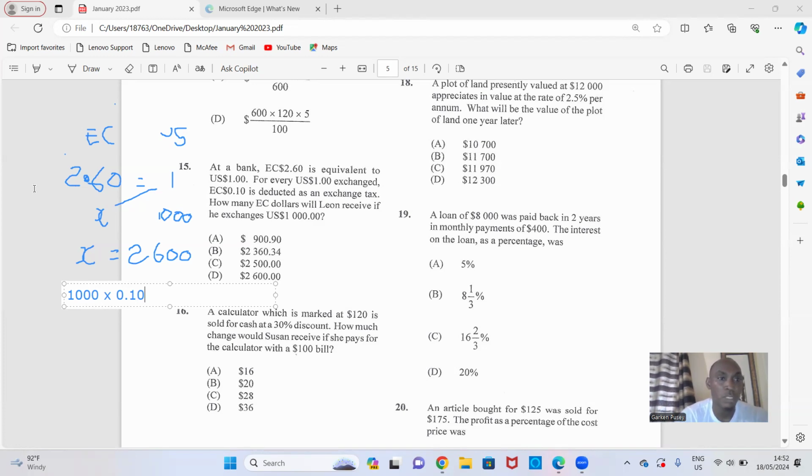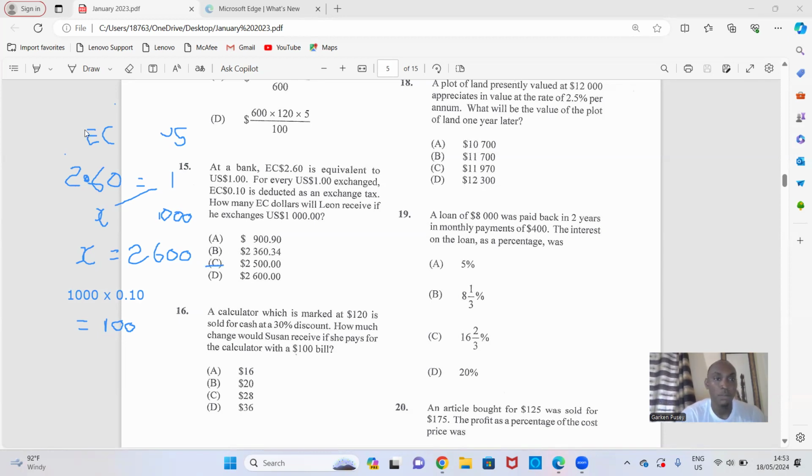So it means for tax, they're going to charge you 100, sorry, not 1,100. When you multiply 1,000 by 0.10, you get 100. So let's go back now. When you change the 1,000, you get 2,600, but after that you'll be paying $100 tax. So the answer is not 2,600, it's going to be 2,600 minus the tax, which is 2,500. It's a very, very tricky question if you're not careful.